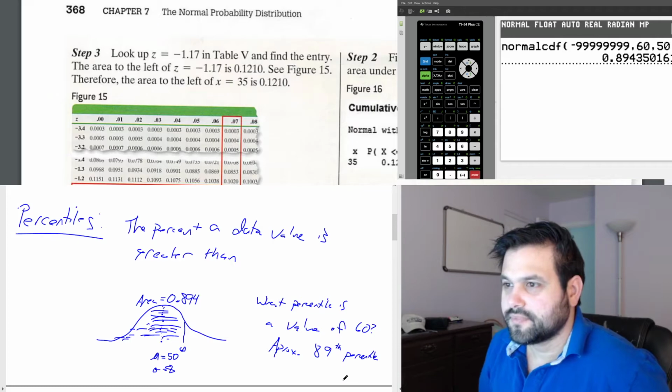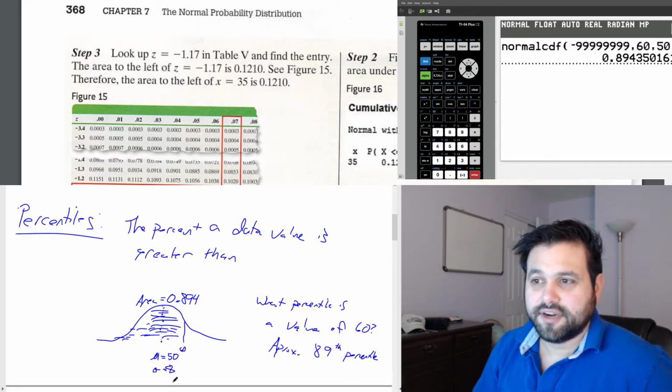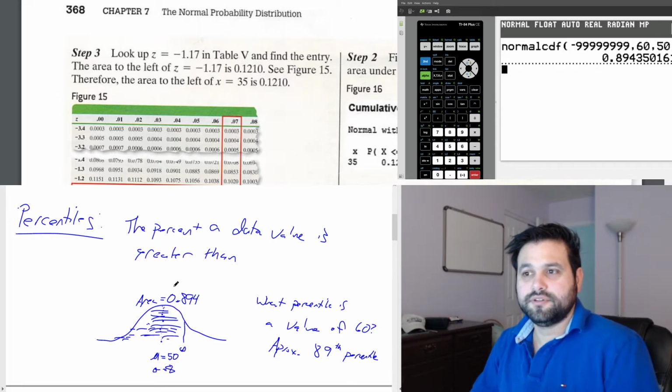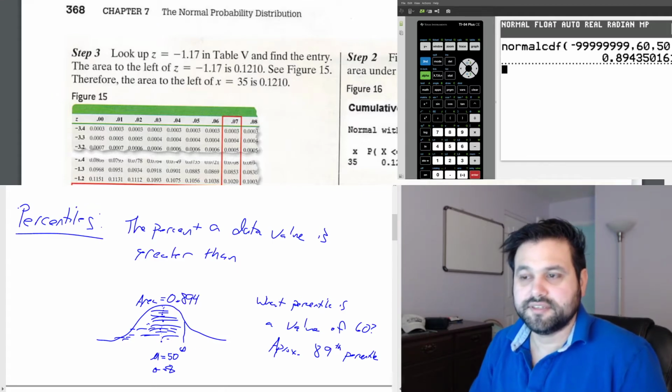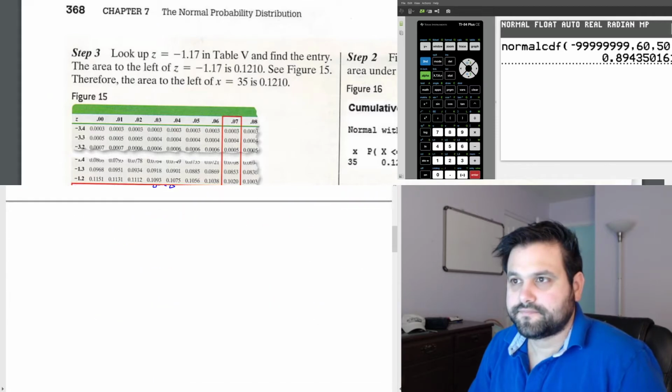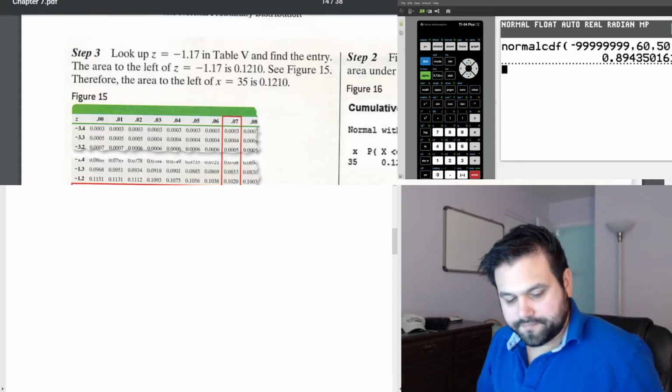So anyways, that's, again, that's percentile, right? So the percentile is kind of equal to the area under the curve, because the area under the curve is percentage, probability, percentile. Okay, good.